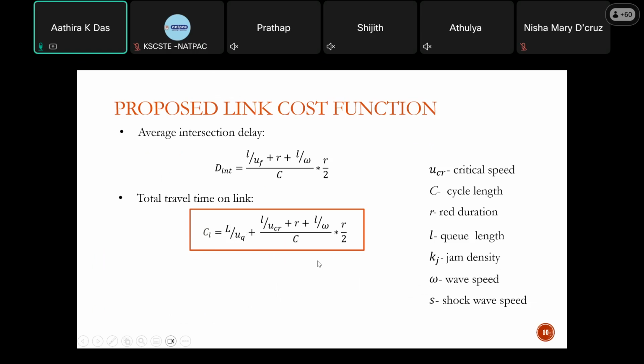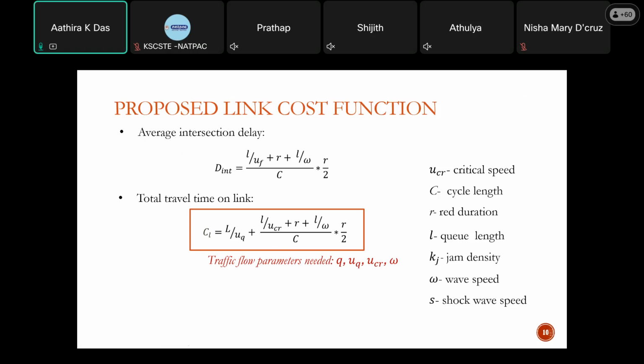Therefore, here we can see this total travel time is a function of link geometry, that is the link length, and the number of lanes will also come into picture. The cycle settings, that is the cycle time and red time of the traffic signal at the downstream intersection, and the basic fundamental flow parameters. So these fundamental flow parameters, if measured for a mixed traffic condition, will incorporate the features of mixed traffic into the link functions.